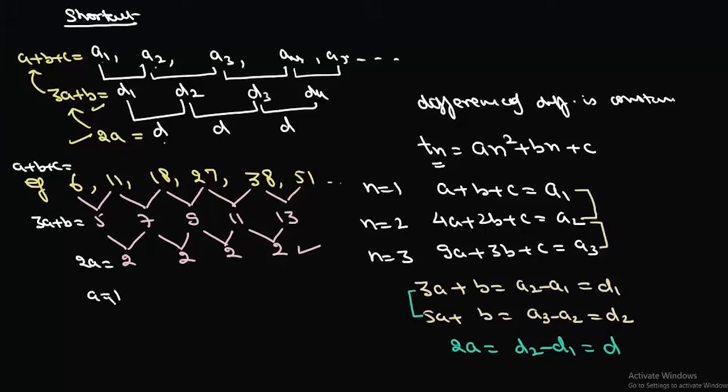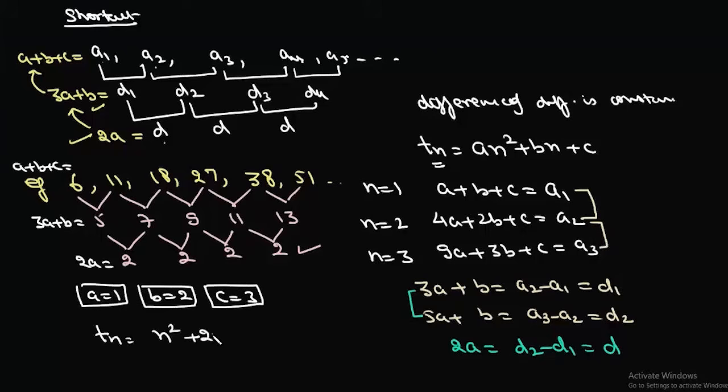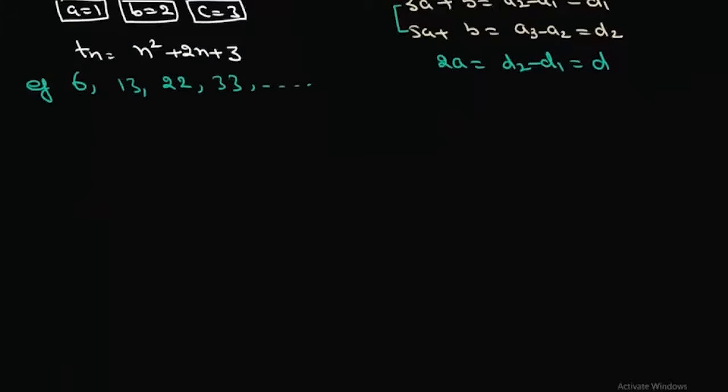Now clearly a is 1, and if we put a as 1 here, we'll get b as 2, and if we put a and b as 1 and 2, then the value of c is 3. So the nth term of the sequence will be simply n square plus 2n plus 3. Let us take another example.